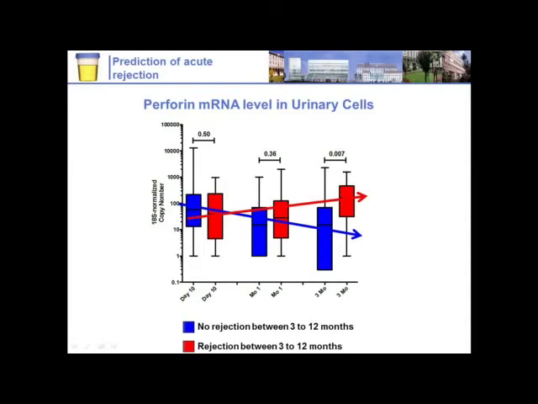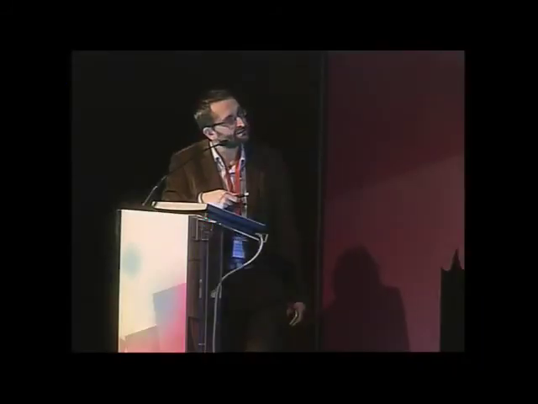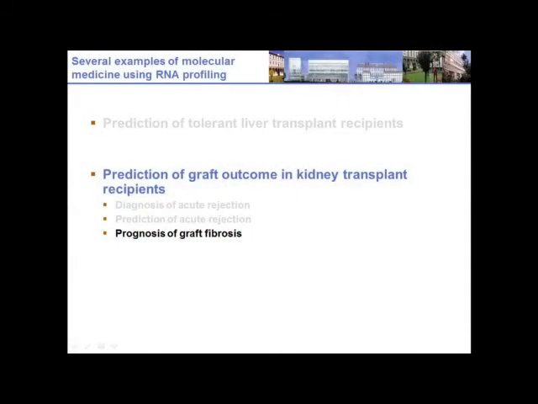And what you can see also is that patients with no rejection afterwards tend to decrease their perforin messenger RNA level in the urine, but patients who will reject between 3 and 12 months had an increased perforin messenger RNA level in their urine, suggesting that this kind of approach may also predict subsequent acute rejection 3 weeks or months later. And what about prognosis of graft fibrosis?